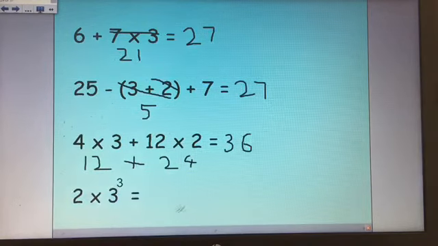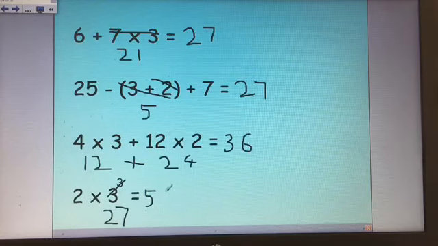And last one, 2 times 3 cubed. Also, if you have a square or a cube number, you do that bit first. So 3 cubed is 3 times 3 is 9, and 9 times 3 is 27. Put a little line through that. And then 2 times 27 is 54.